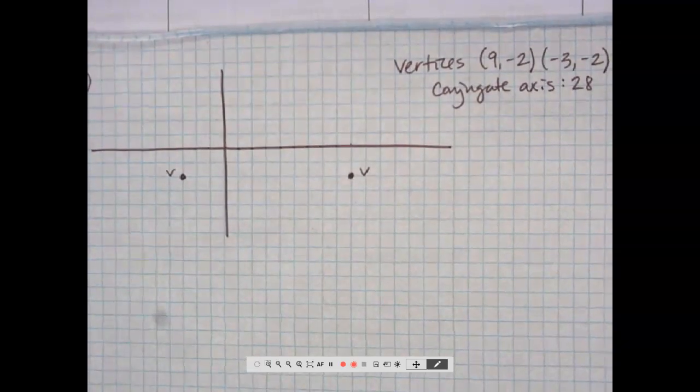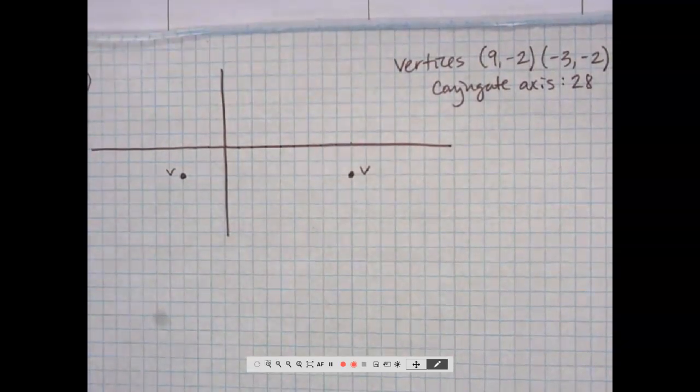Okay, so the things that we need to figure out is this horizontal or vertical? Because we don't have a graph to look at this time. Where's the center? What's A? What's B? Okay, so if that's all I know so far are these two vertices, I can actually get most of that information just from this.